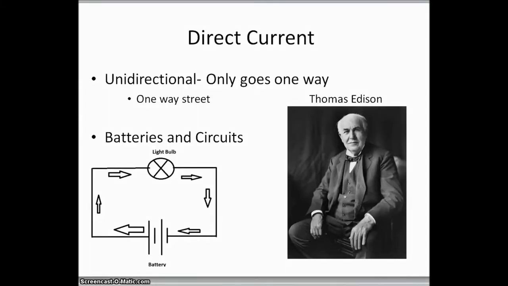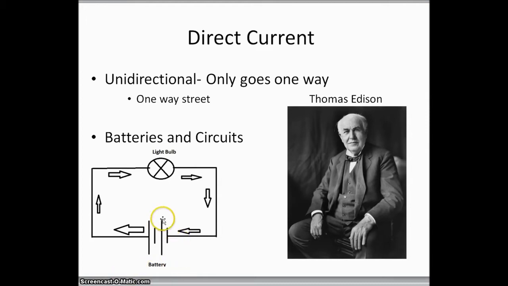The first current we're going to talk about is direct current. Direct current is what we call unidirectional. And what that means is it only goes one way. It's like a one-way road or a one-way street. This is just like batteries and circuits or anything with your remote controls in your Xbox, PlayStation, anything like that.